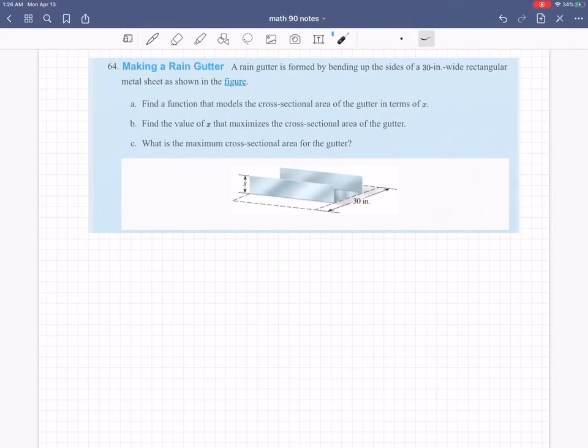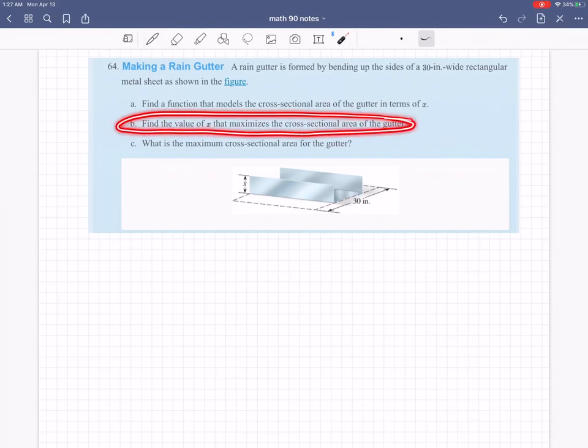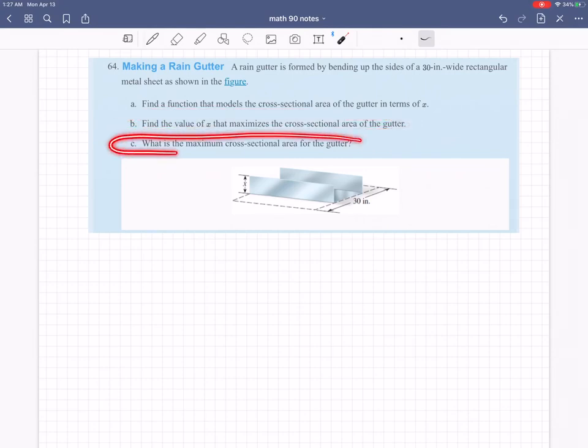And what I hope you all can see is that it's labeling for you that how much you bent up is up to you. So you could take just a little bit and bend it up. You could take a lot and bend it up. That's your call. So the first thing that we're going to do in this problem, this is a multi-step problem, is we're going to find the function that models cross-sectional area in terms of x. Then we're going to find the value of x that maximizes that cross-sectional area. And finally, we're going to find what that maximum cross-sectional area is.